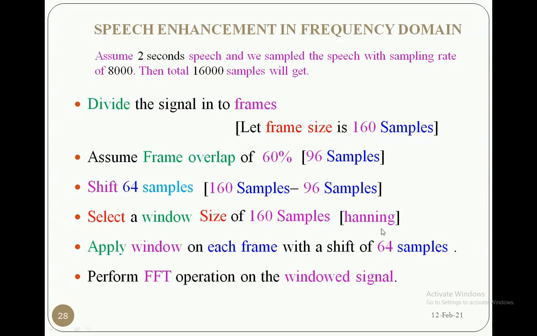Here I am choosing the Hanning window. You can choose any window, of size equal to the frame size. Now you have to apply the window on that framed signal, which means you just multiply the window with the frame samples. That is nothing but applying the window. After applying the window, you apply the Fourier transform on each frame. For each 160 samples, you apply the FFT operation. These are the basic steps involved. Now we'll see how to put all these things in MATLAB code.